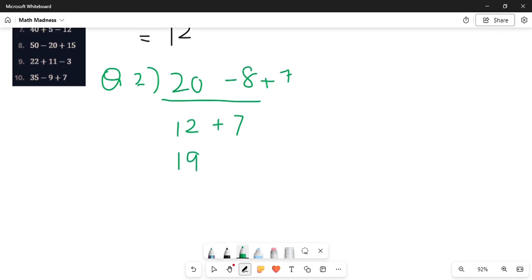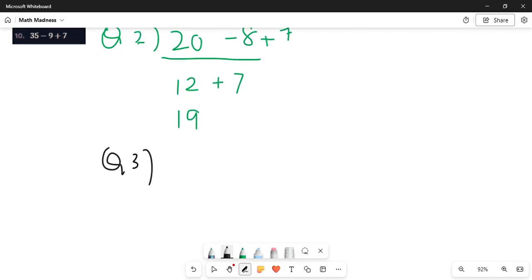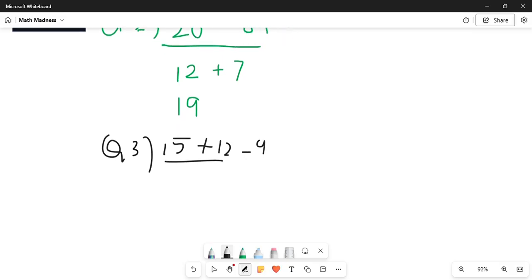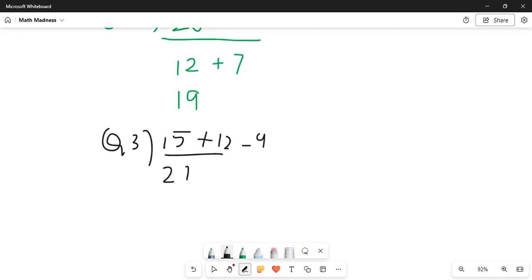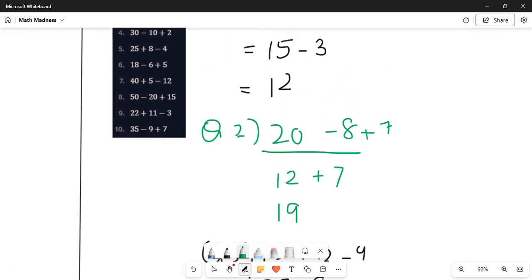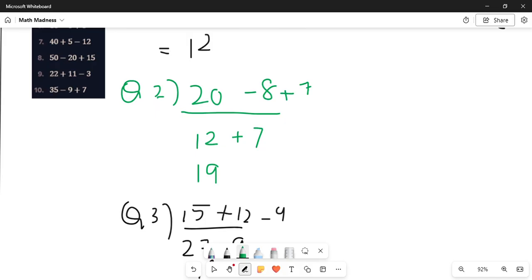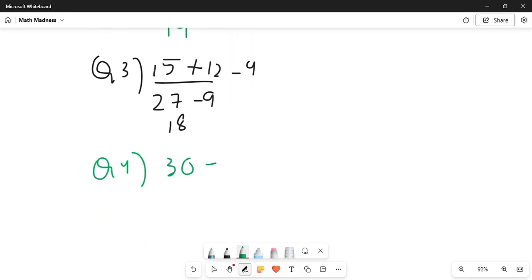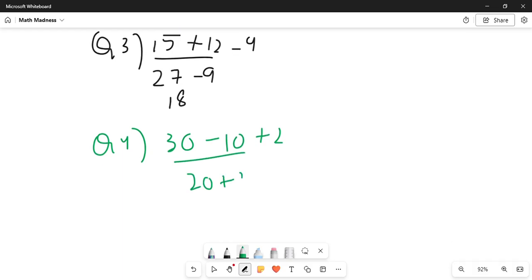Let's move on to question number 3, which is 15 plus 12 minus 9. First 15 plus 12, which gives us 27, minus 9. 27 minus 9 gives us 18, is our answer. Question number 4 is 30 minus 10 plus 2. 30 minus 10 is 20. Plus 2 is 22.